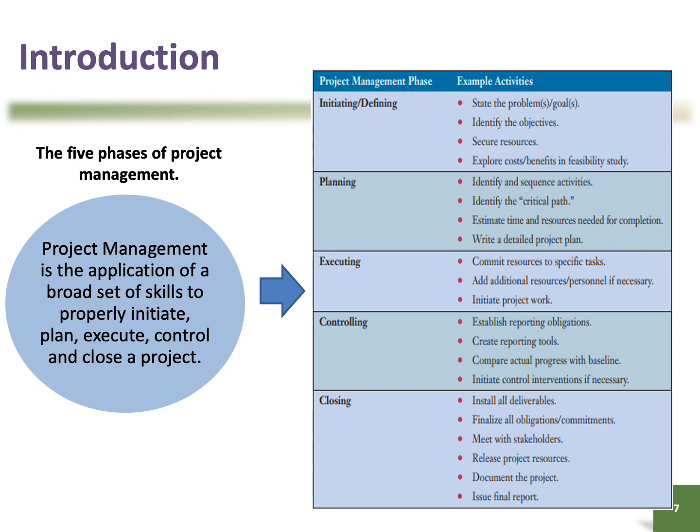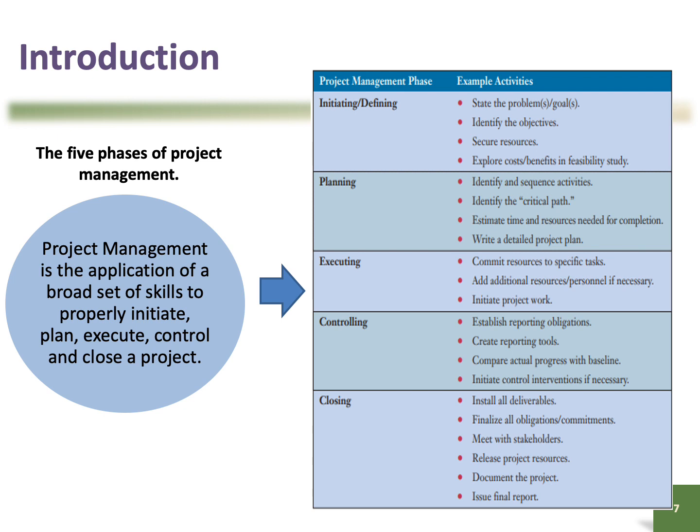There are 5 phases of project management. Right? So it says over here that project management is the application of a broad set of skills to properly initiate, plan, execute, control, and also close a project. So the first thing that you need to do is initiate or define what that project is. You would state what the problems are, and also what the goals of that project are. Right? And then once you get that done, you would plan what the steps, tasks, and activities are that need to be done in that project.